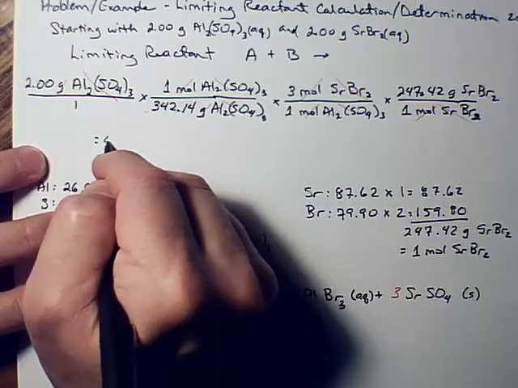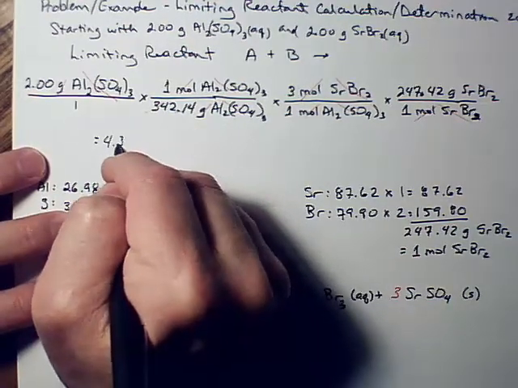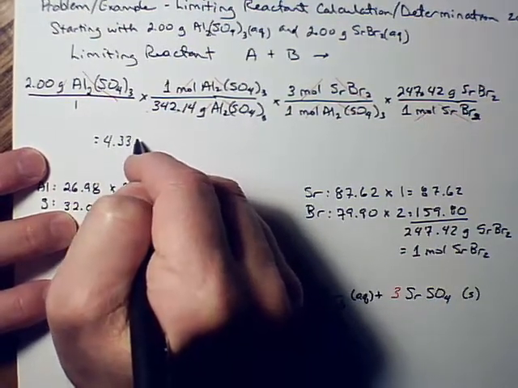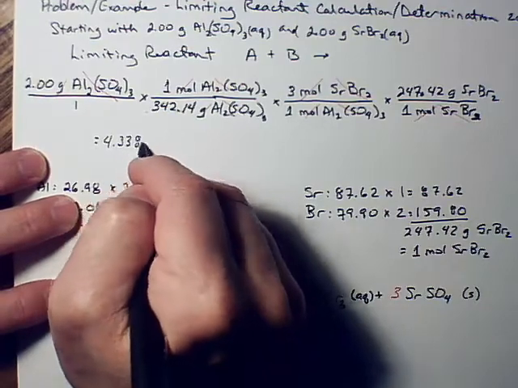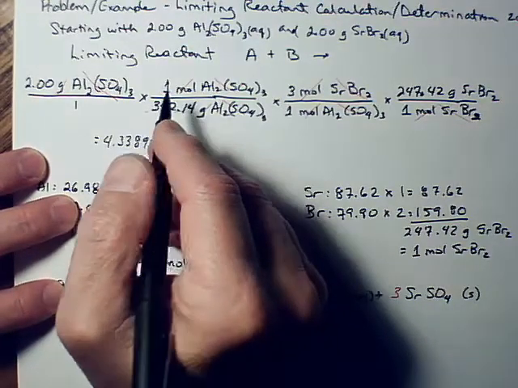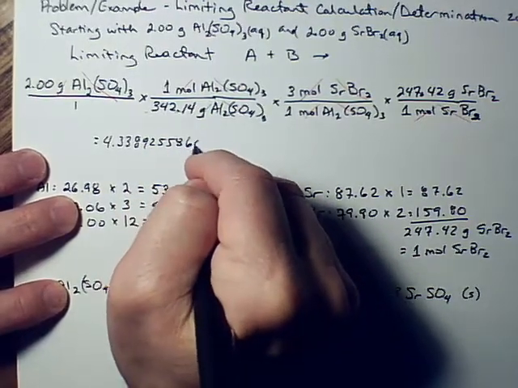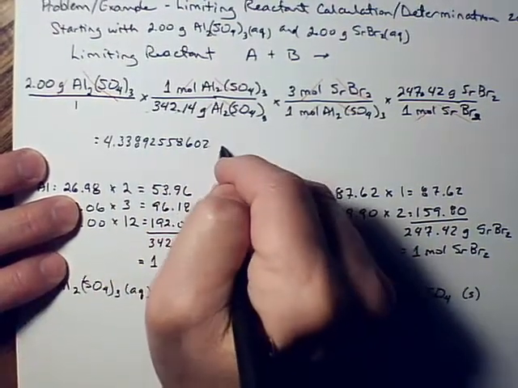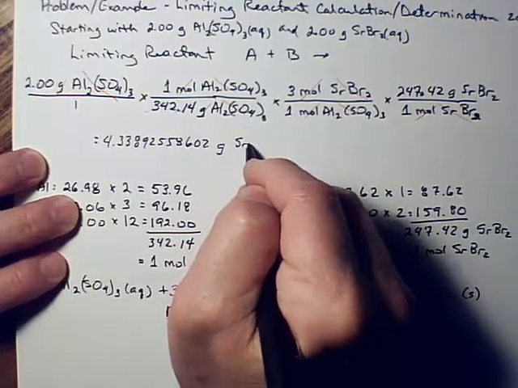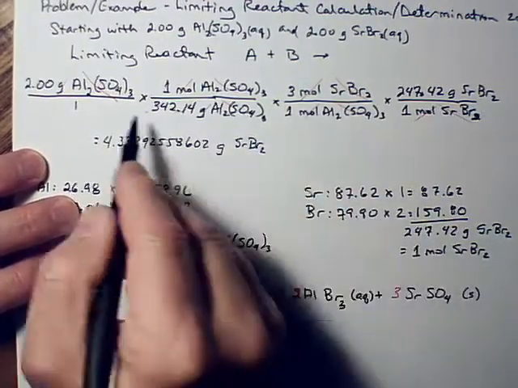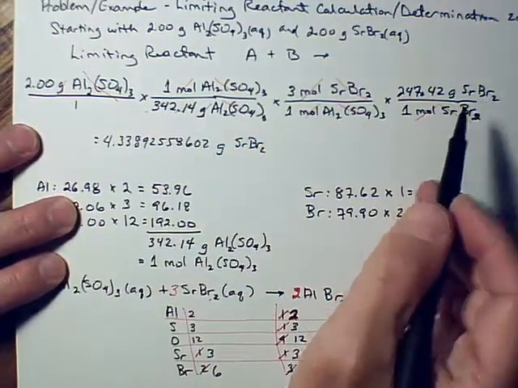Alright, so I get 4.33892558602, and that's grams of strontium bromide because I've canceled all the units and species except that.